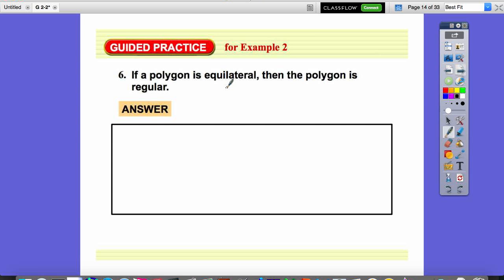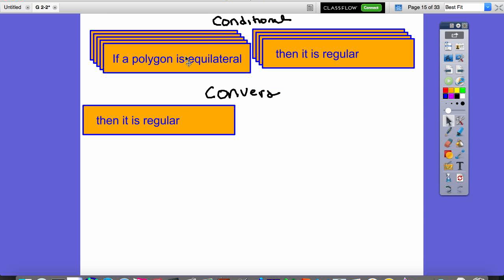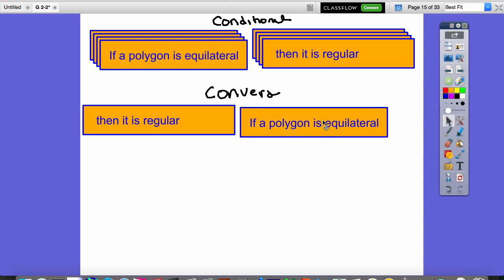So let's try this one. If a polygon is equilateral, then the polygon is regular. That's our conditional statement. The converse would be, if a polygon is regular, then it is equilateral.